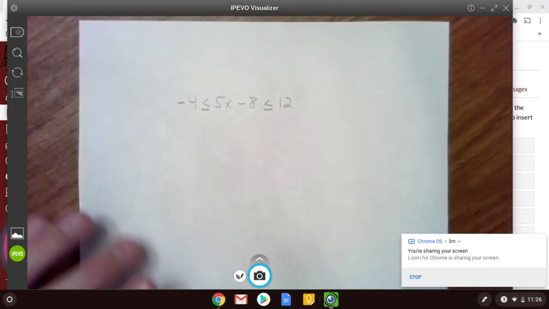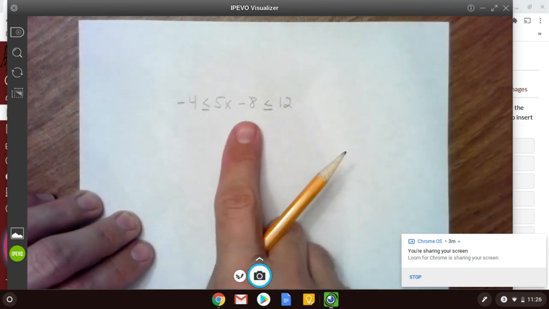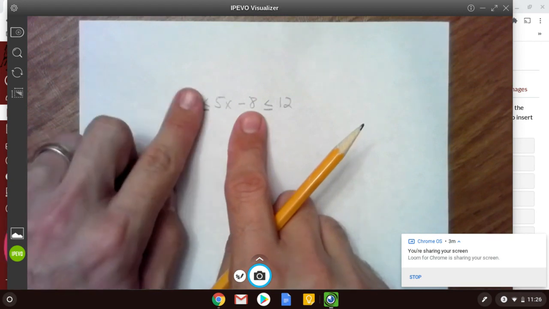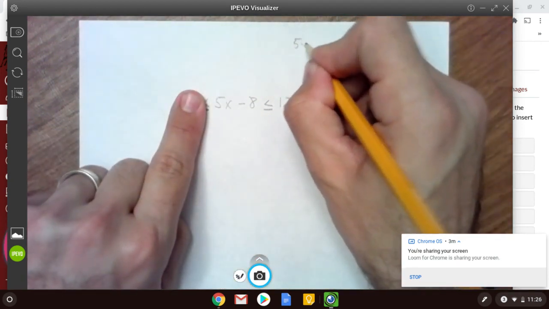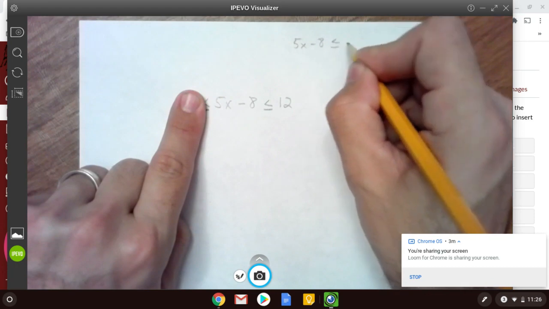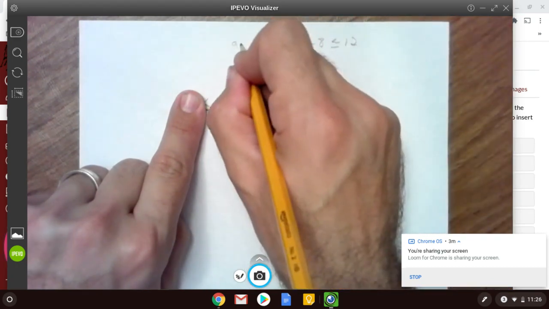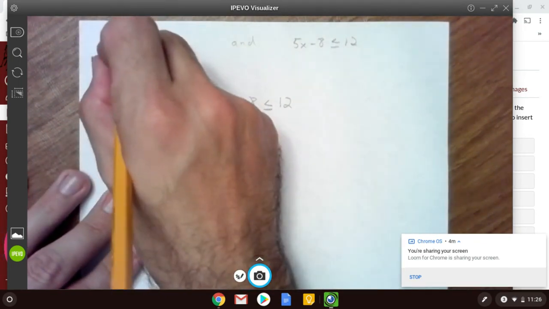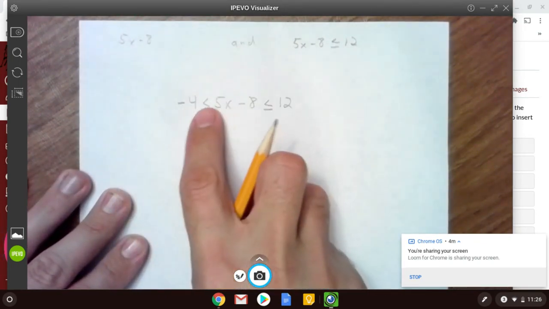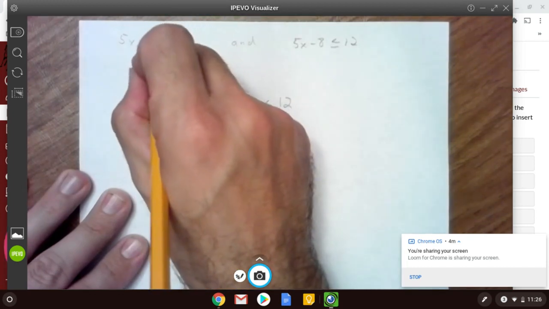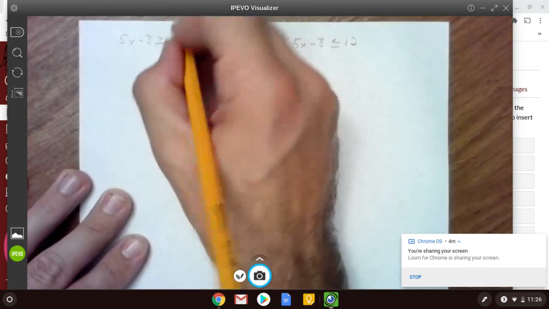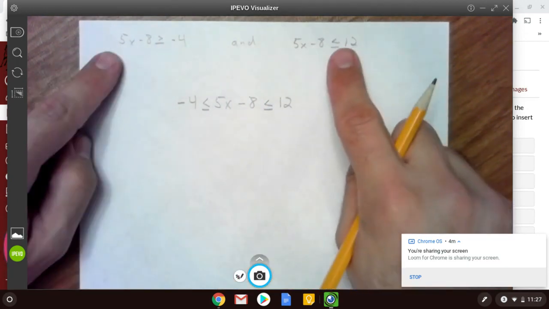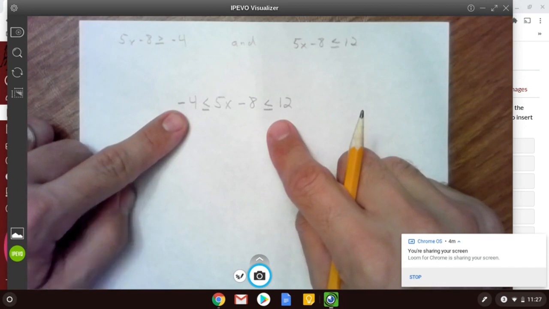All right, so this is also an and. It's kind of a special version of an and inequality. What you have here is you have 5x minus 8 is less than or equal to 12, and you have 5x minus 8, if I'm reading this backwards, it would be greater than or equal to negative 4. So this is a notation, instead of writing 2 inequalities, you can just write it as 1.